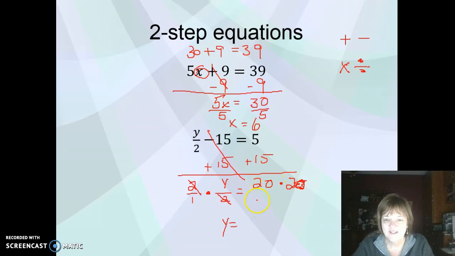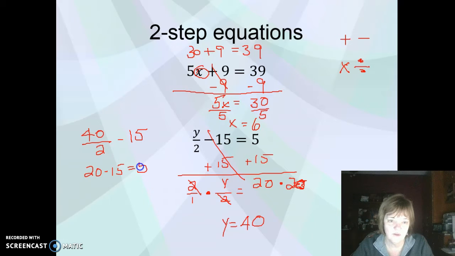2 times 20 is 40. So in this case, y equals 40. Let's double check and make sure we're right. 40 divided by 2 minus 15. 40 divided by 2 is 20. 20 minus 15, does that equal our other number on the other side? Yes, it does. It equals 5, so it's good.